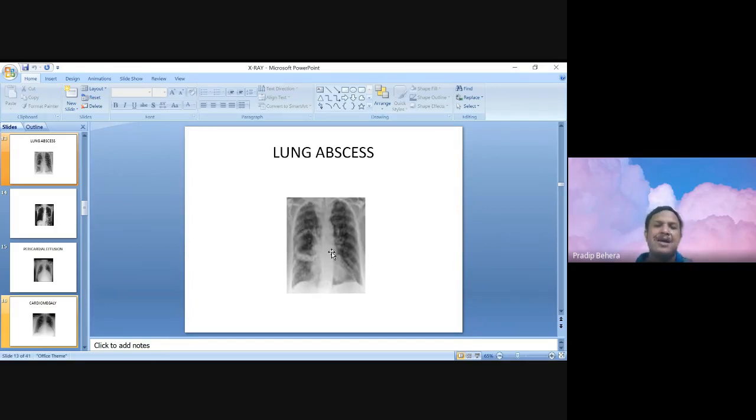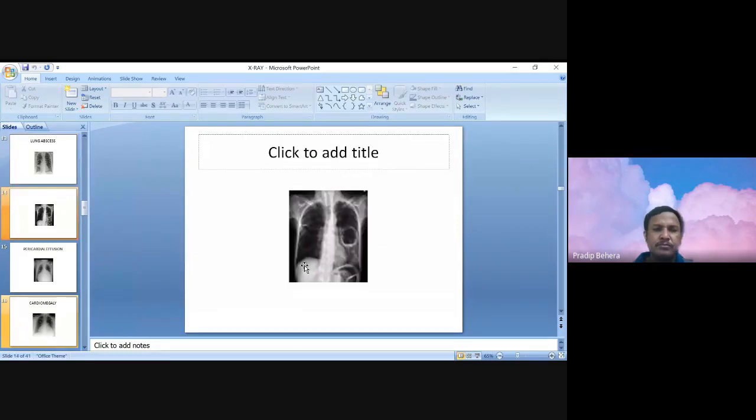Next, coming to lung abscess. Lung abscess I have already shown. Here also you look, there is a border covering the cavity inside. So this is the X-ray of a lung abscess, and you will find air inside, surrounded by a thick-walled margin. So this is the picture of a lung abscess. Another one, this is lung abscess on the left side.